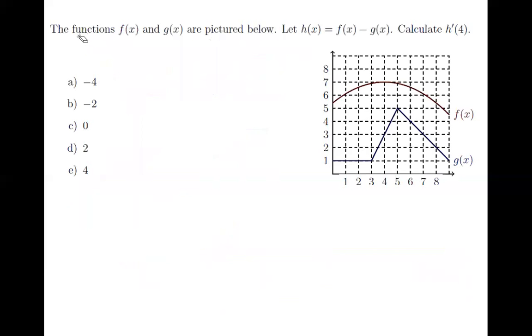Okay, let's see. That should be obvious, which means we should know. For the functions f of x and g of x, the functions f and g are pictured below. That means this is f and this is g. Let the function h of x be f of x minus g of x.